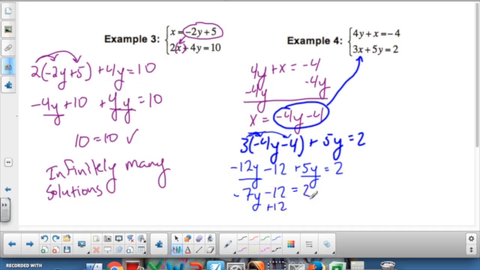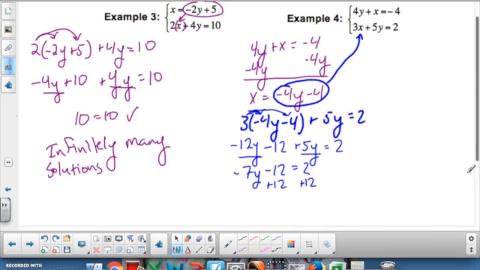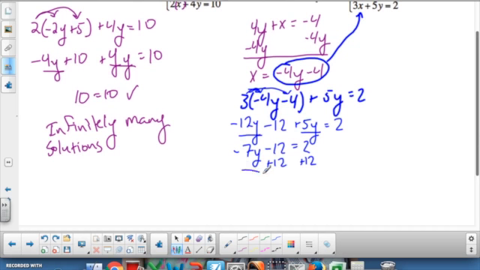I'm going to add 12 to both sides of my equation, which leaves me with negative 7y equals, that goes to 0, 2 plus 12 is equal to 14. And when I divide by negative 7, I get y is equal to negative 2.